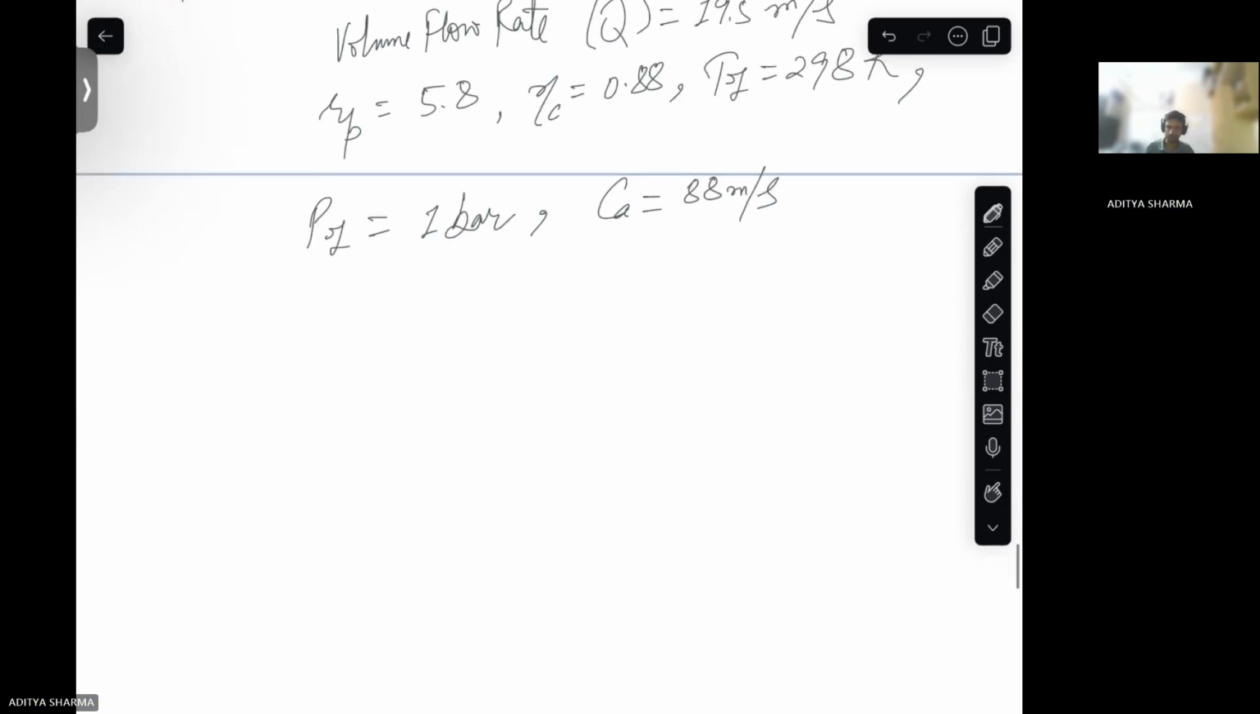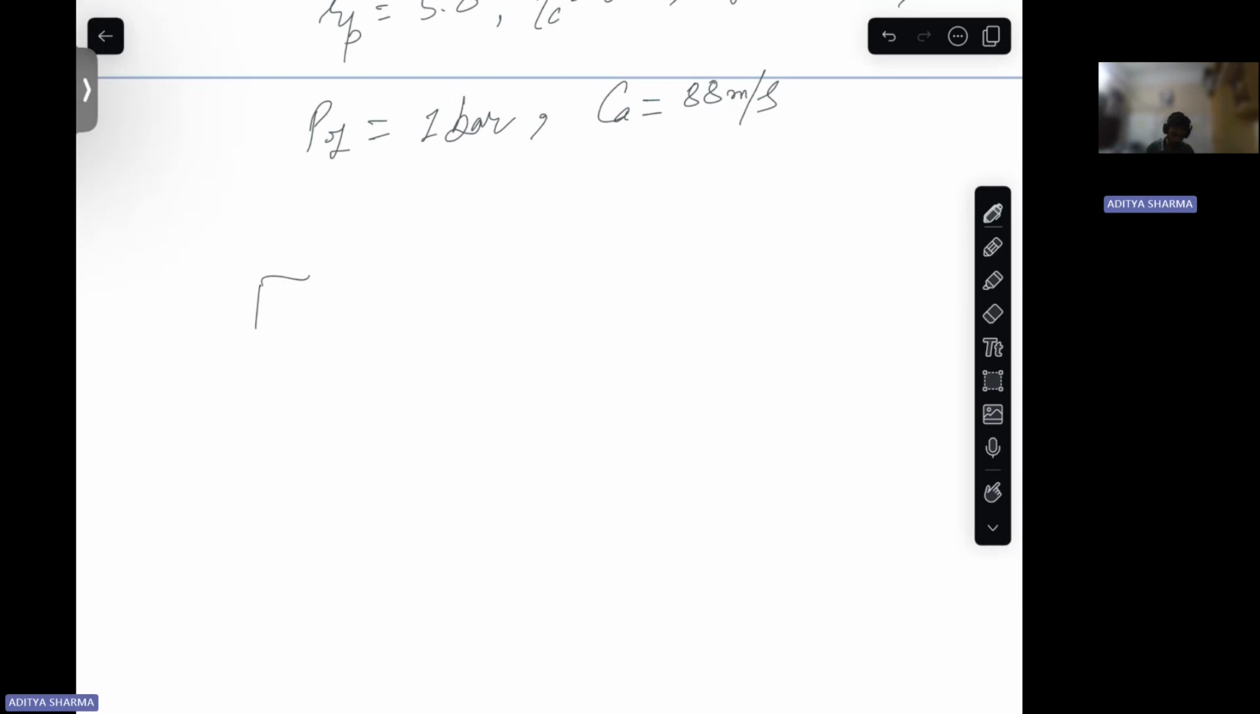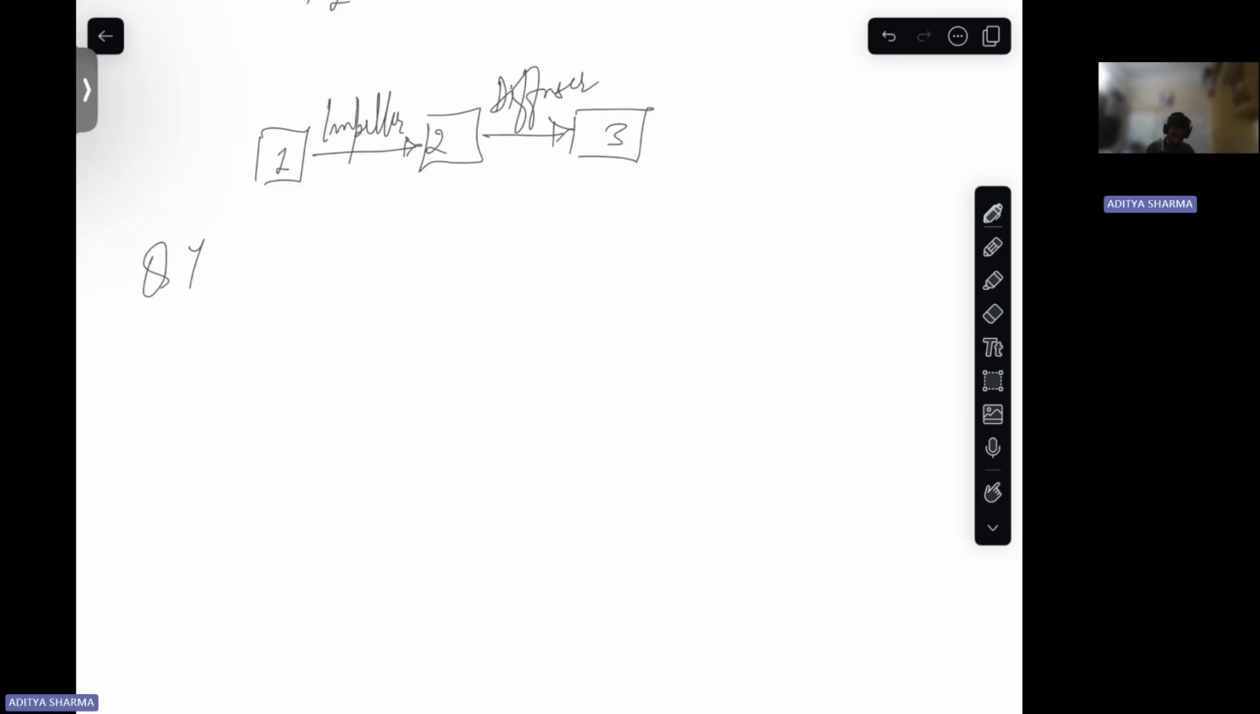Okay. So you know 1, 2 is impeller, 2, 3 is diffuser. Okay. Then question number 7. For question number 7, we need power.